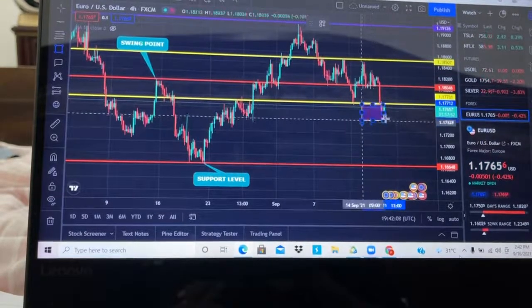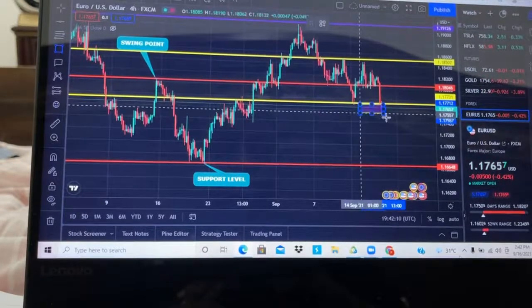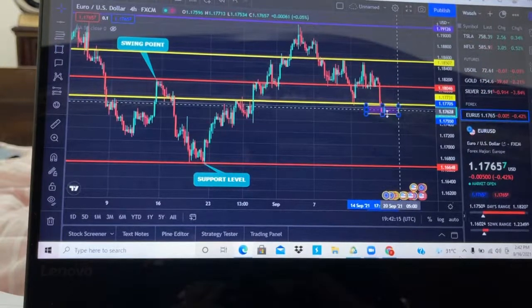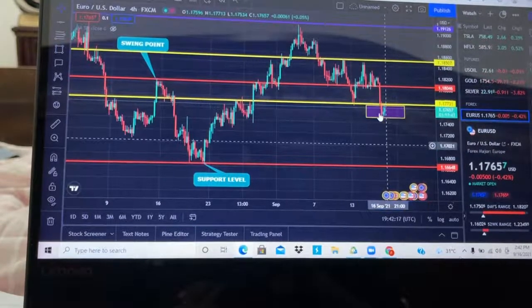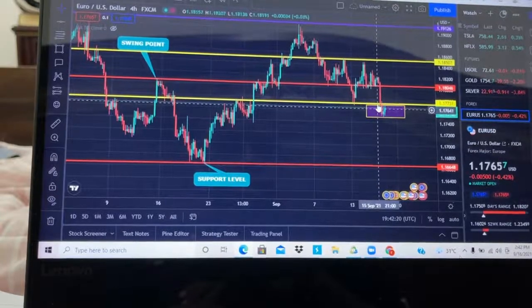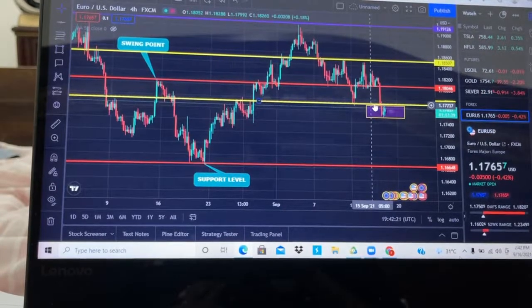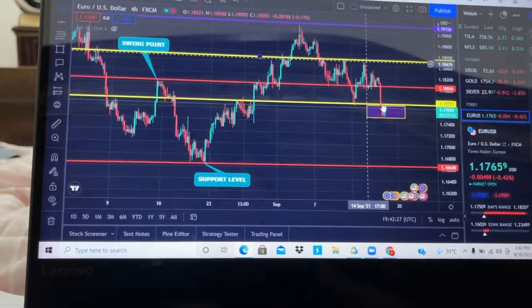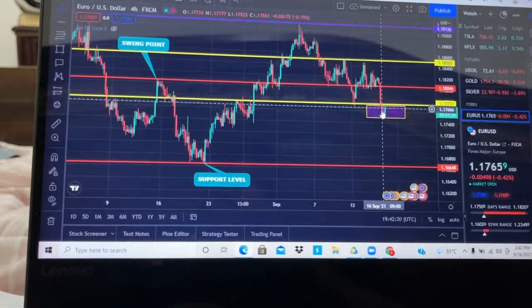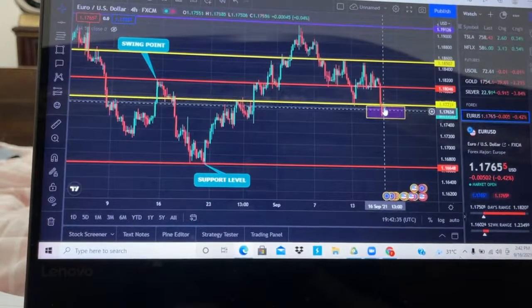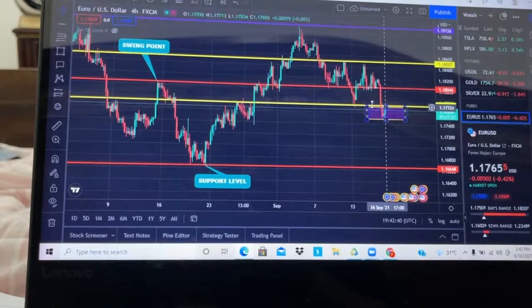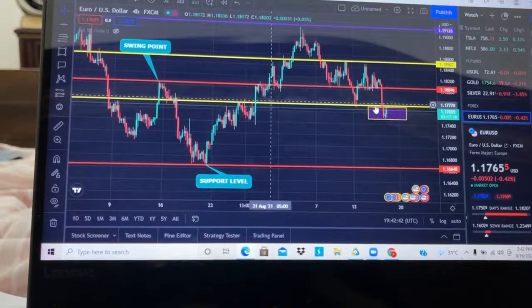So I'm using a rectangle here to show you that this area, as you can see, it broke the support, right? Because we went from the swing point to the support, but sometimes your trade is, if say you were doing a 50 pip move, based on your entry, you will see a scenario like this happen where it went past the support level.